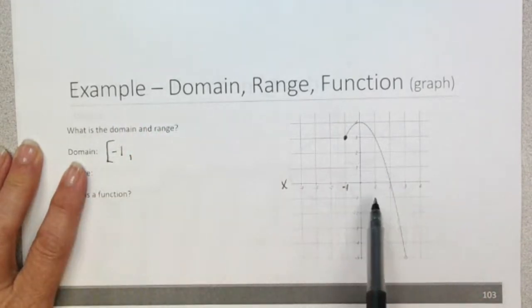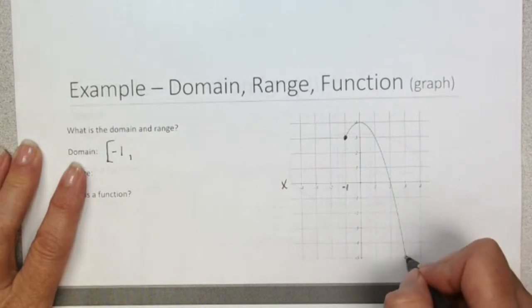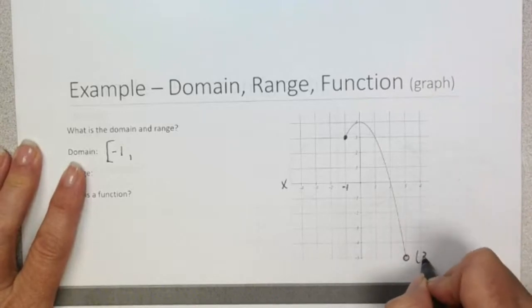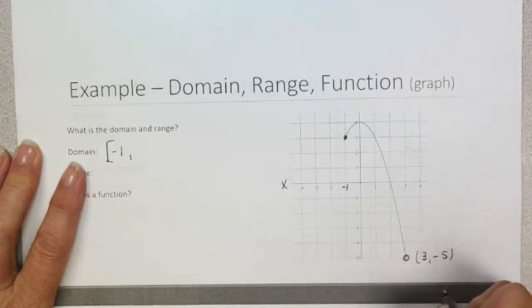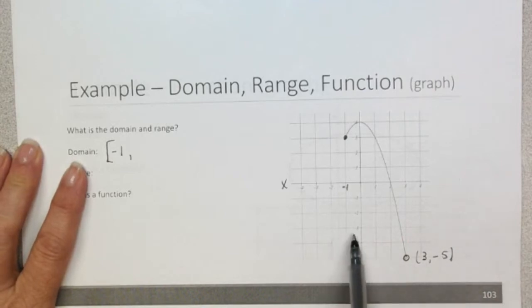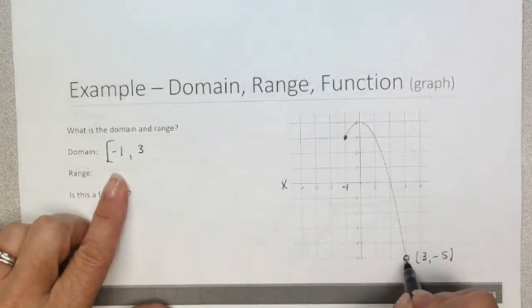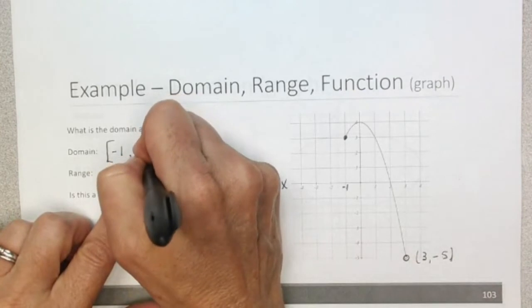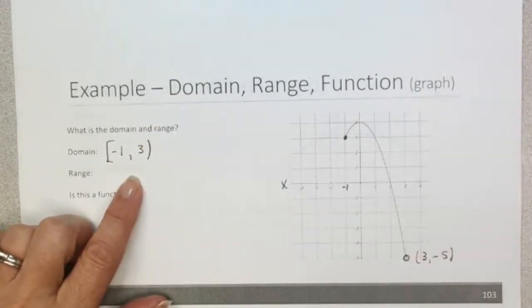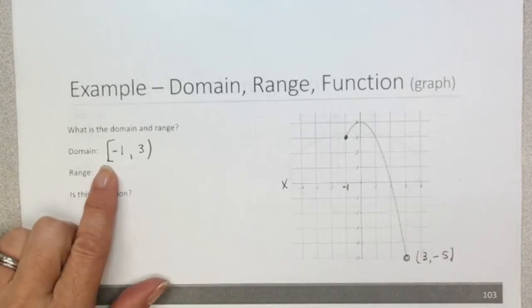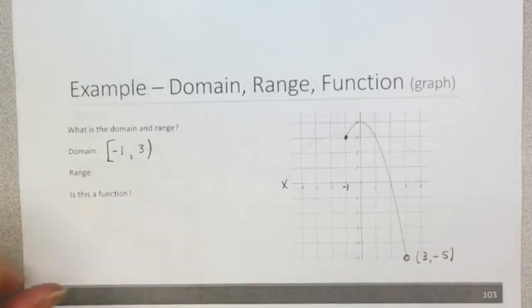Okay, what's my largest x value? Well, let me follow that off. Oh, looks like the graph stops right there, but it stops here with an open circle. The coordinates of this point there at that open circle are 3, -5, right? So it looks like we go all the way to 3, but it does stop at 3. But it's an open circle. 3 does not get included, so that interval needs to be open at the upper boundary. Okay, so again, the domain is -1 to 3, closed at -1, open at 3.